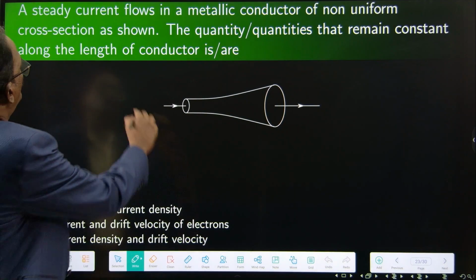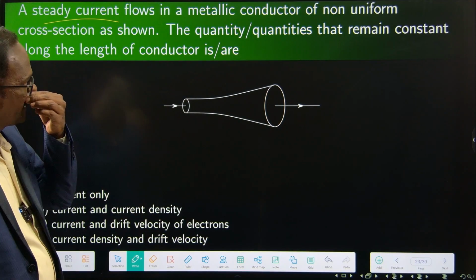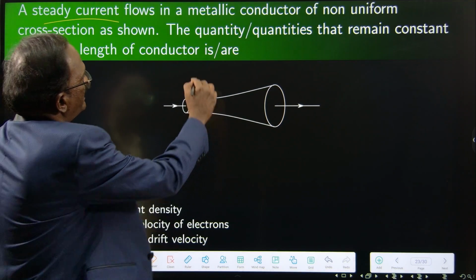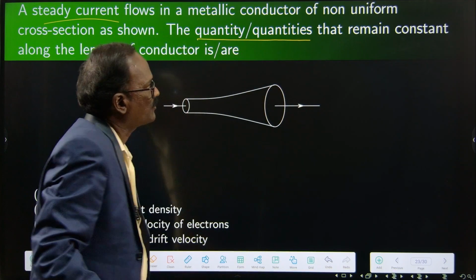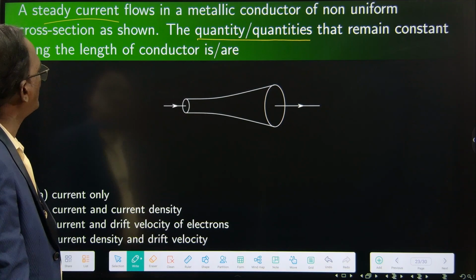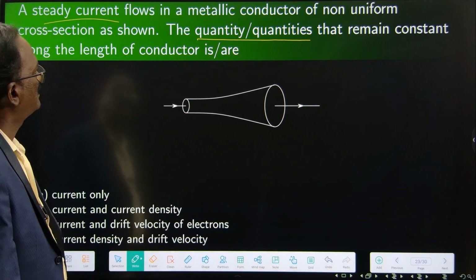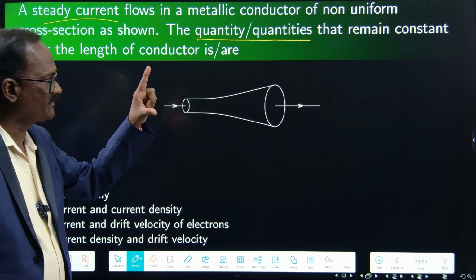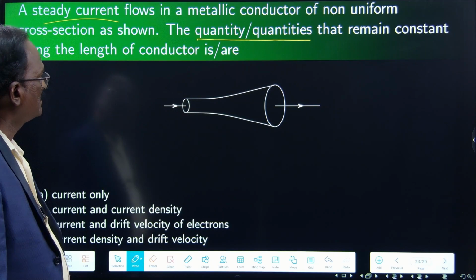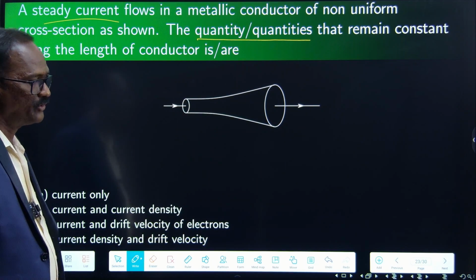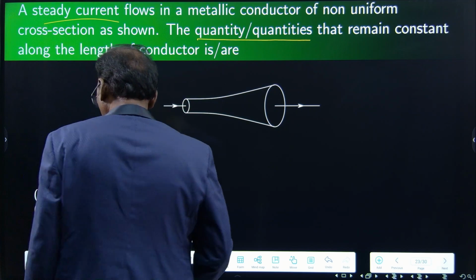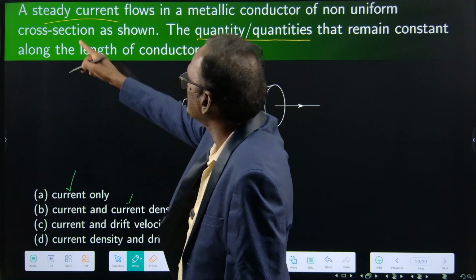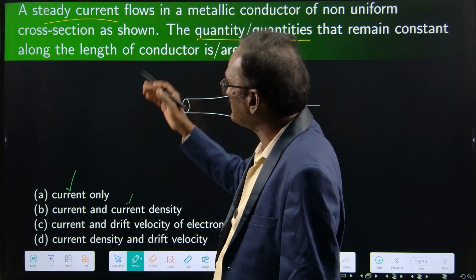A steady current flows in a metallic conductor of non-uniform cross section as shown. The quantity, or quantities, that remain constant along the length of the conductor is. Steady current flows, so I is constant. Area of cross section is varying. What are the quantities which are going to be constant? The options are current only, current and current density. Current should be constant. Yes. The problem itself, it is given steady current.